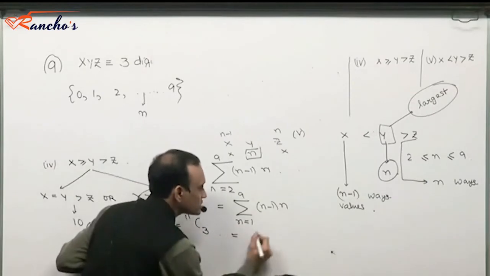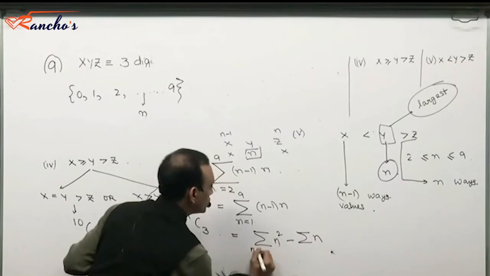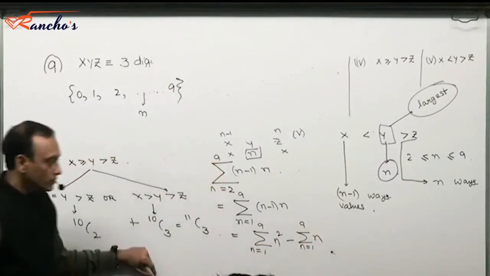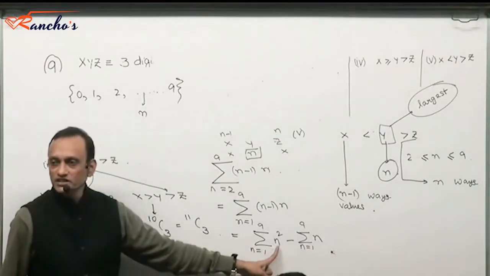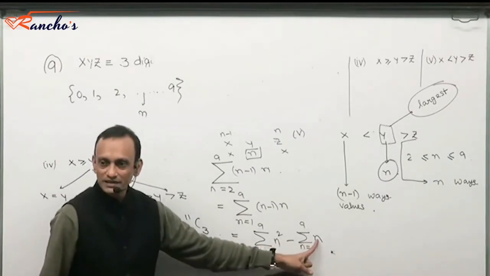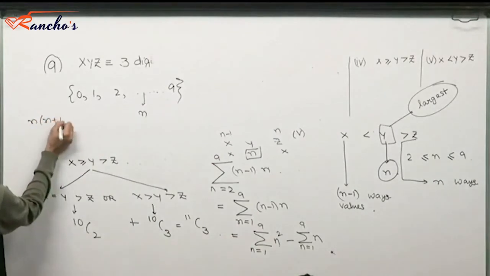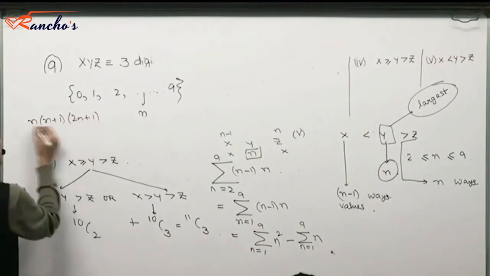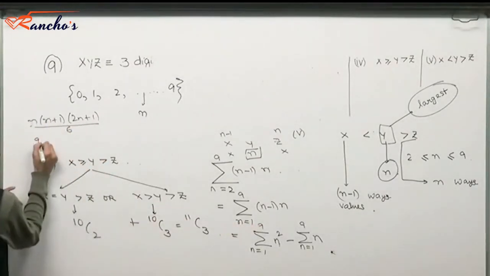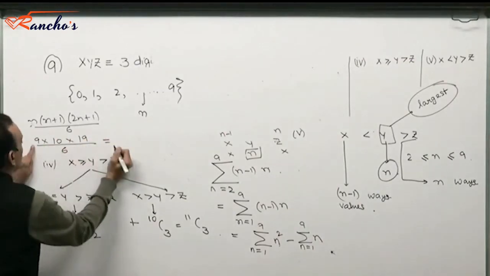So this is summation n squared minus summation n, where n goes from 1 to 9. This is the sum of the squares of the first n natural numbers for n equal to 9, and this is the sum of the first n natural numbers for n equal to 1 to 9. The sum of the squares is n(n+1)(2n+1)/6 for n equal to 9, right? I have to find it. So how much is it? 9 into 10 into 19 by 6.